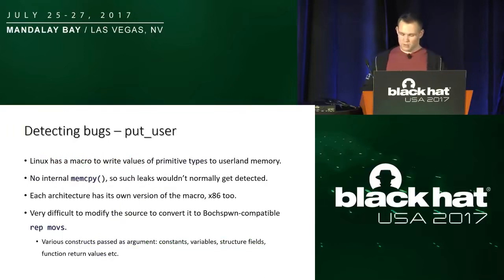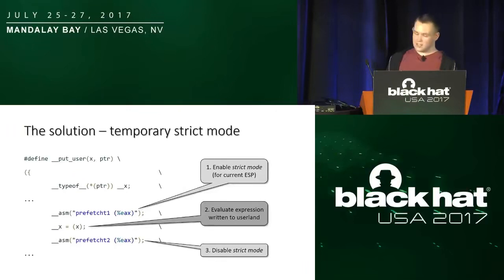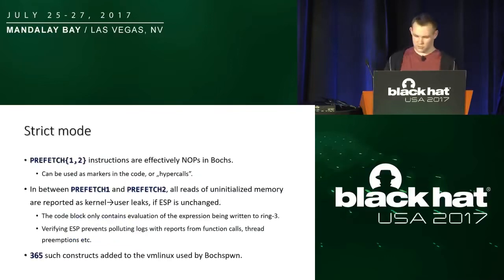Unfortunately, there is one problematic function that we also have to care about, which is put_user, a macro used to copy simple types back to user mode. But we can take care of that with a hack, using these prefetch instructions to enable and disable strict mode in Bochs, which means that we sanitize all of the reads from memory that happen between those two instructions.